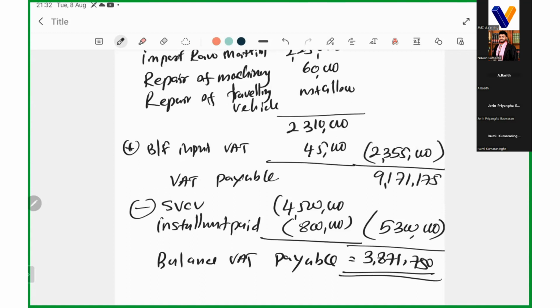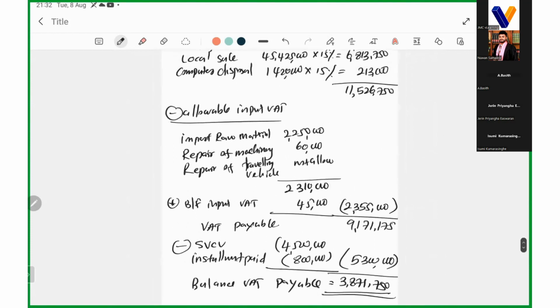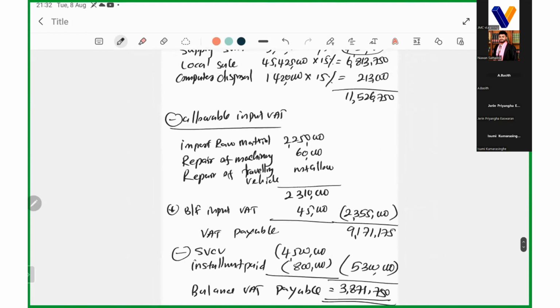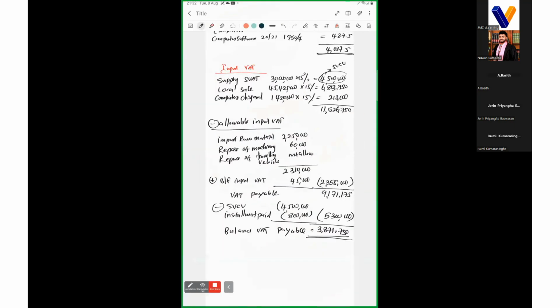Right. Any issue on that? I did that part at the request of the students. I hope now you all can understand how you can deal with the VAT question. Any doubt? Any doubt? Right.